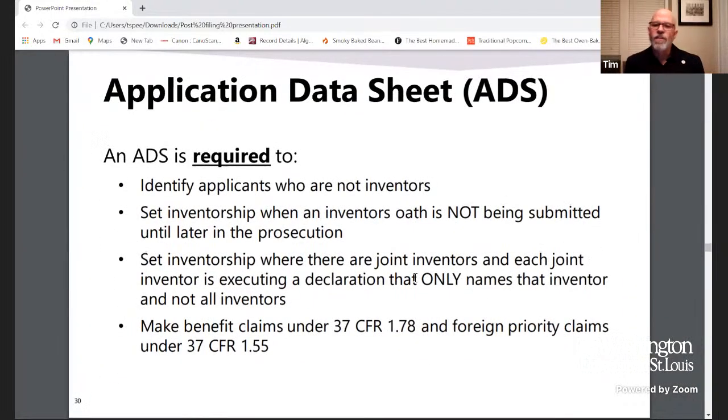The application data sheet, as we touched on earlier, is a requirement, and this is a very important element of the application papers. This really sets forth all of the information about the inventors, about the applicant, whether or not they're joint inventors, and all these sorts of things. That's separate from the oath or declaration. That needs to be filed separately, but this also needs to be set forth in the application data sheet.